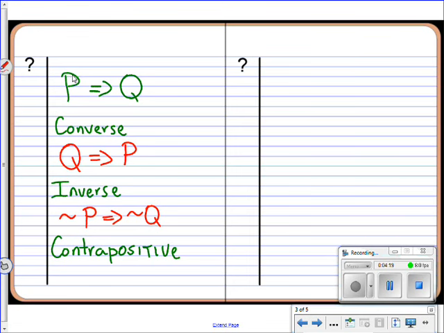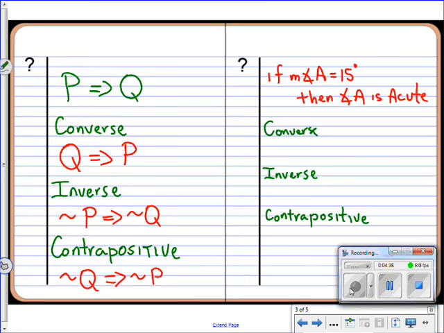A contrapositive is the combination of the converse and the inverse being applied to the statement twice. So I would take the Q and the P and switch them, and then I would negate them. So we end up negating the Q and negating the P.